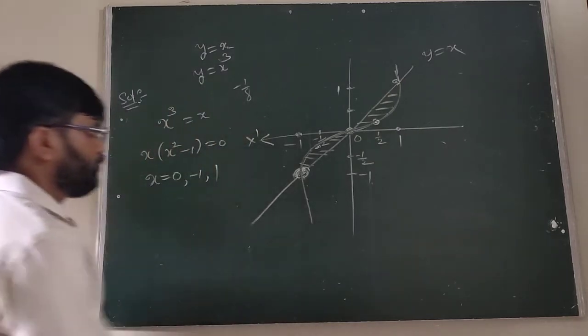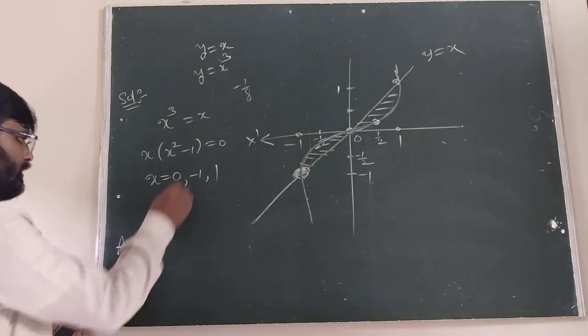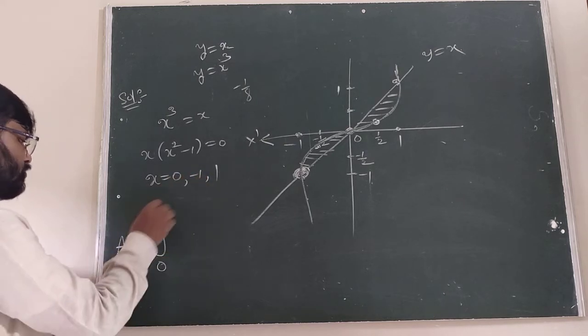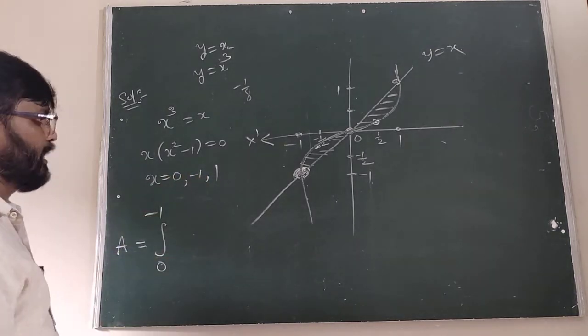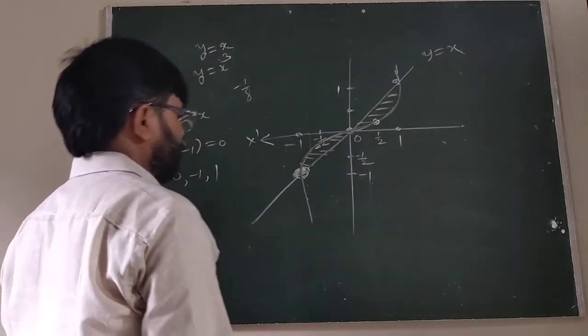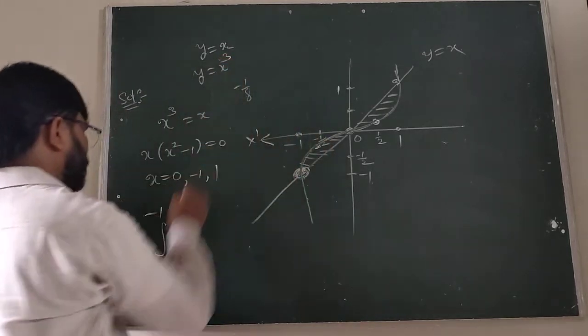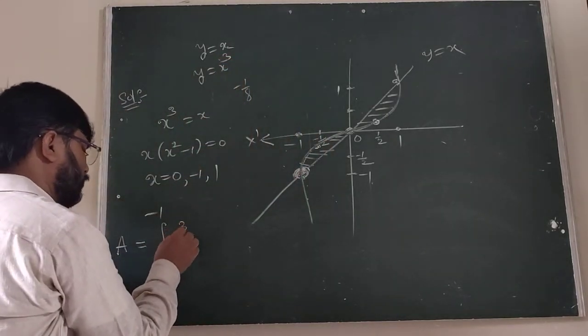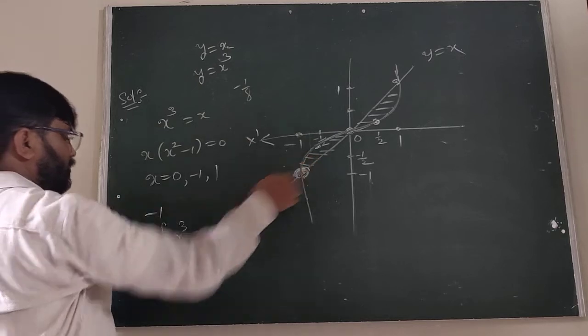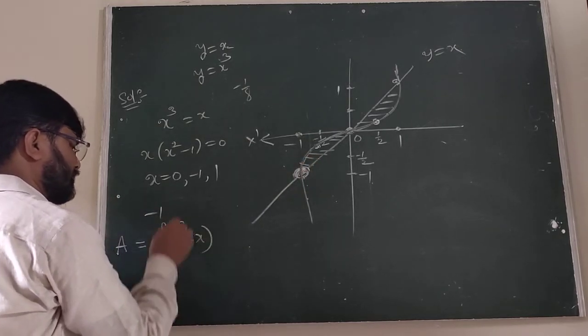How to find the region? For the required area, first you can write the limits 0 to -1. In between 0 to -1, the upper curve minus the lower curve. The upper curve is the cubic function, so we write x cubed. Okay students, the lower curve is the straight line. So this is (x cubed minus x) dx.